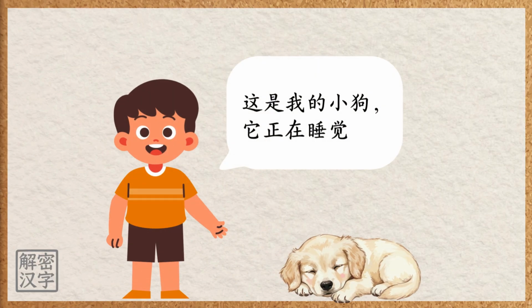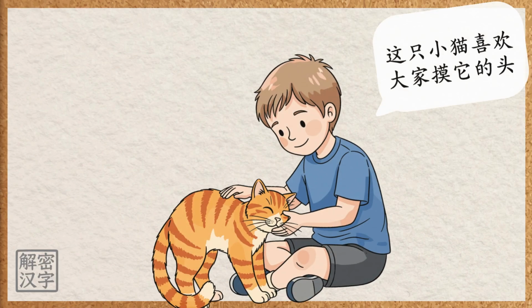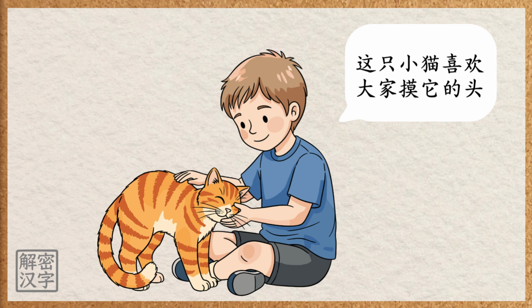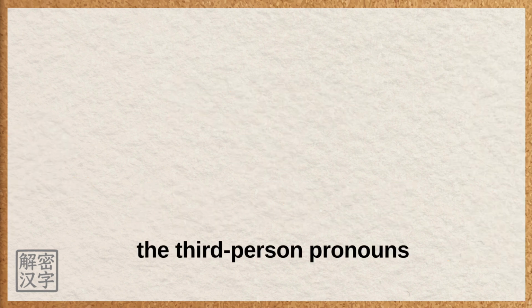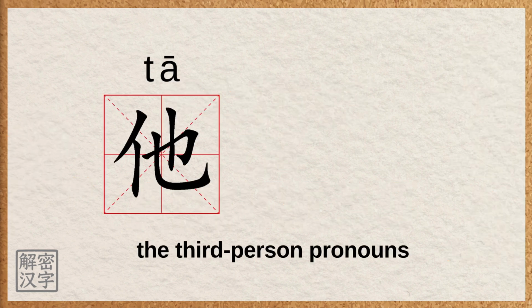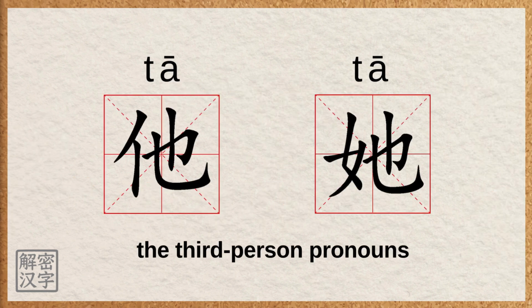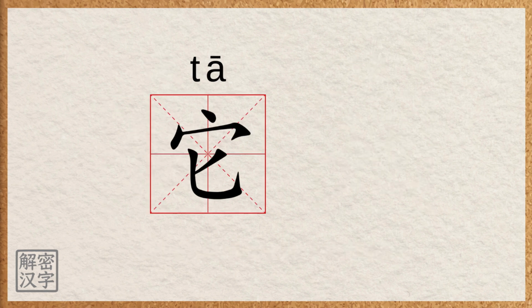Do you know how to address people in Chinese? Let's continue our Forms of Address series. We've already learned two third-person pronouns, ta and ta. Today, we're learning another one, ta. Yes, you heard that right.